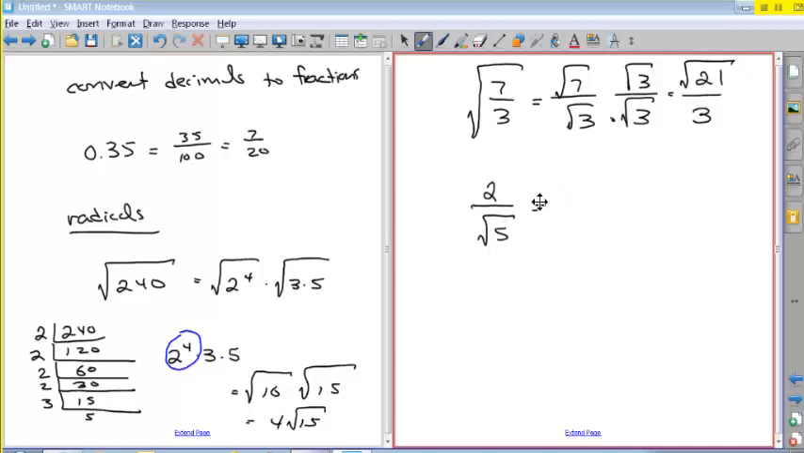And in this case, you're really starting almost right here. All you have to do is just multiply the numerator and the denominator by the square root of 5. So you get 2 square root of 5 over 5. And those are the final ways to simplify radicals.